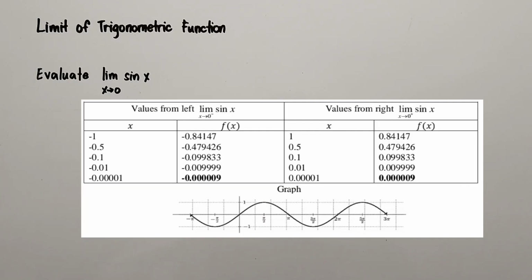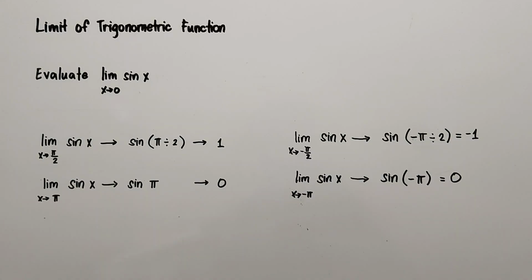This is the complete table of values for this function and its graph. According to the table of values, the limit of sin x as x approaches 0 is 0. And from those data, we can deduce the following limits of sin x for some values of x. For example, for the limit of sin x as x approaches pi over 2, in the calculator, just press sin pi divided by 2 and the result is positive 1.